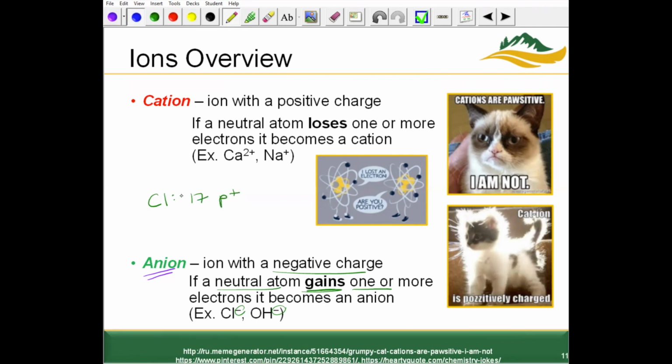Chlorine is neutral, so we wouldn't see this minus sign here as a superscript. We would just see a Cl atom like this. The neutral chlorine atom must also have 17 electrons for an overall net charge of 0. Let's talk about the anion of chlorine now. The anion of chlorine has an overall net charge of -1.